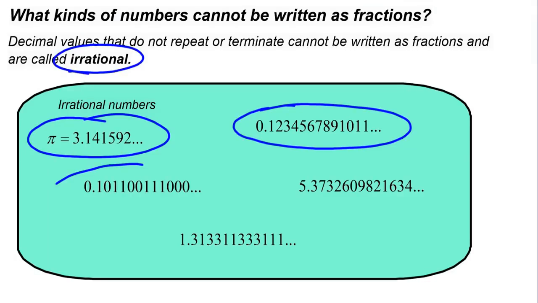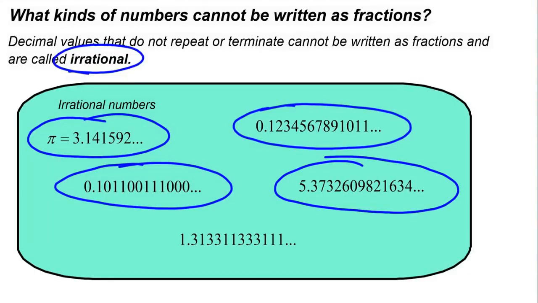Here's another one, 0.101100111000. That pattern would go on forever without repeating, and it would not terminate. Not a rational number. And then here's a number that's got a bunch of random digits that aren't repeating or terminating. That is an irrational number.